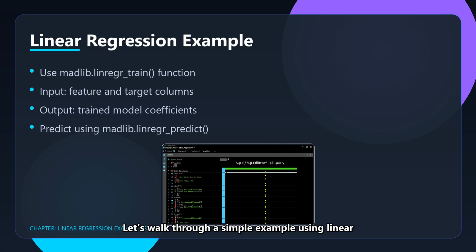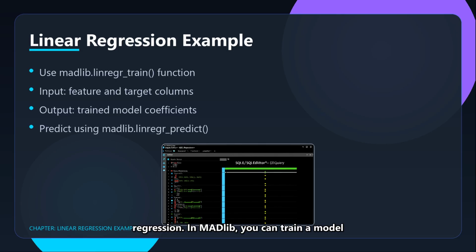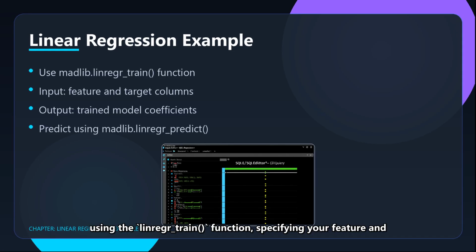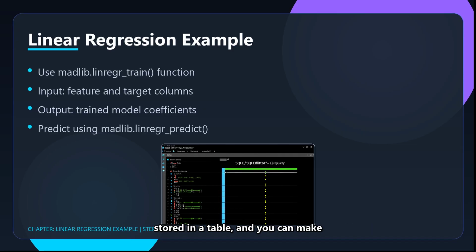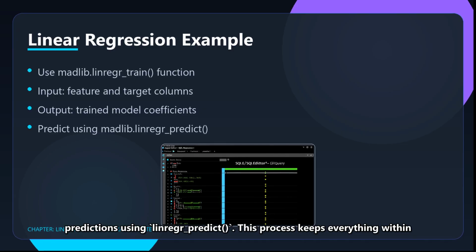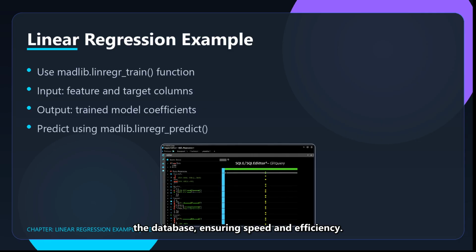Let's walk through a simple example using linear regression. In Madlib, you can train a model using the linreg_train function, specifying your feature and target columns. Once trained, the model coefficients are stored in a table, and you can make predictions using linreg_predict. This process keeps everything within the database, ensuring speed and efficiency.